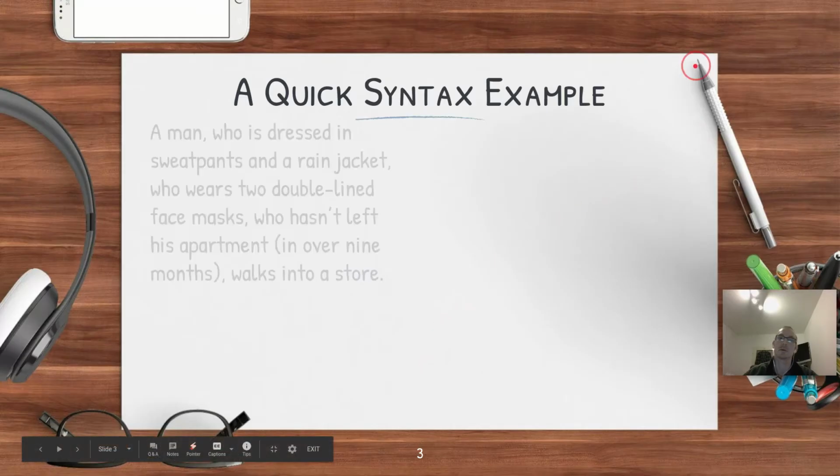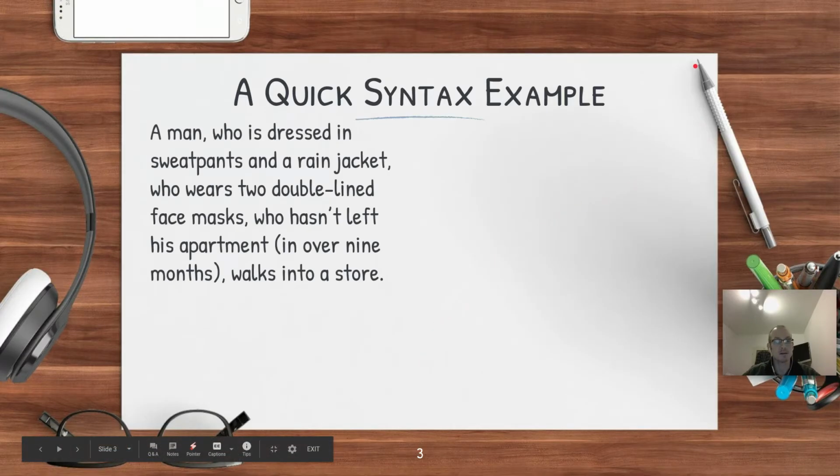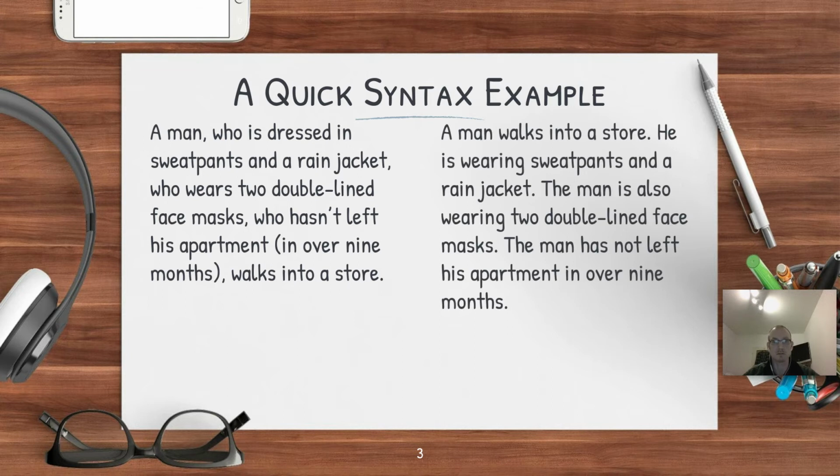A quick example. A man who is dressed in sweatpants and a rain jacket, who wears 2 double-lined face masks, who hasn't left his apartment in over 9 months, walks into a store. Another example. A man walks into a store. He is wearing sweatpants and a rain jacket. The man is also wearing 2 double-lined face masks. The man has not left his apartment in over 9 months.